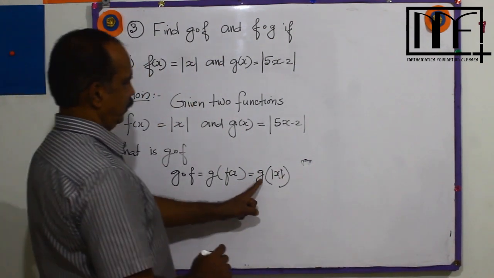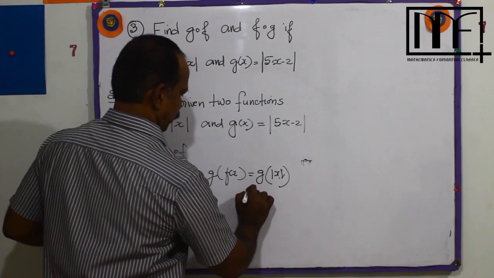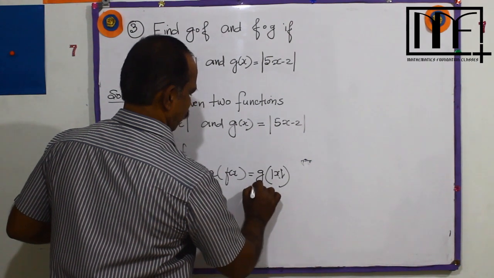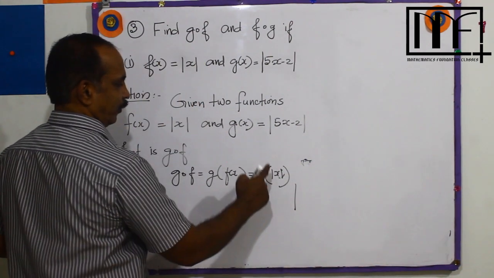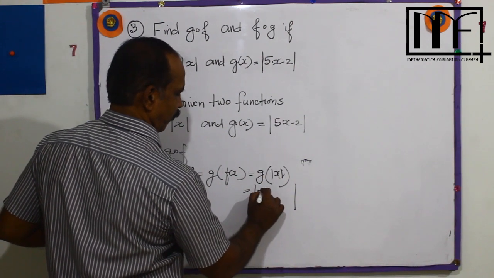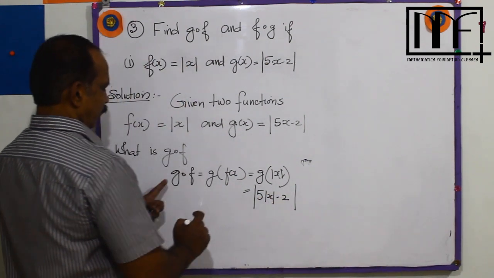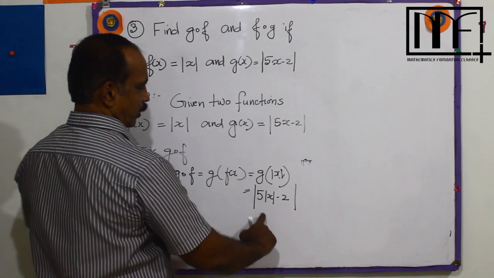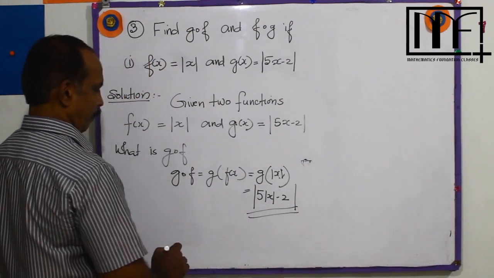But what is function g? Function g is modulus of 5x minus 2. So in place of x we put modulus x, therefore that is modulus of 5 times modulus x minus 2. So g of f of x is modulus of 5 modulus x minus 2. This is g of f of x.